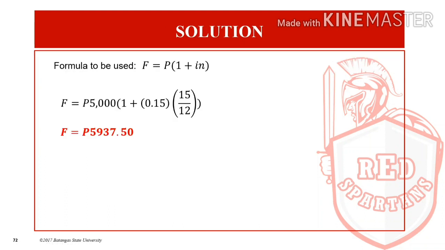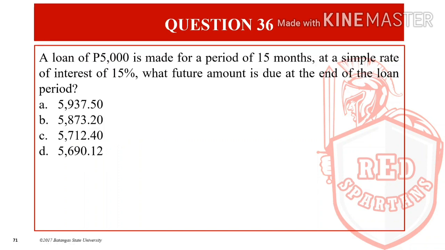So, yung formula na gagamitin natin, F is equal to P multiply sa 1 plus IN. So, meron tayong principal value na 5,000 or the present worth multiply sa 1 plus 0.15. So, sabi ay 15 months. So, 15 months over 12 months since meron tayong 12 months per year. Then, makukuha natin na future or accumulated value equal to 5,937.5 or letter A.